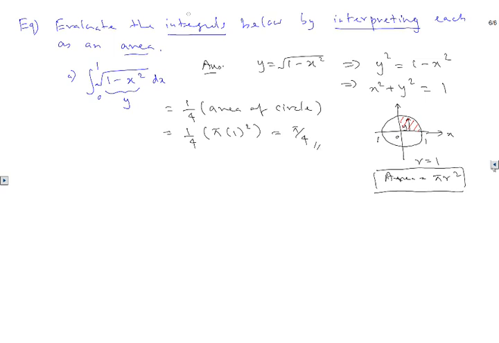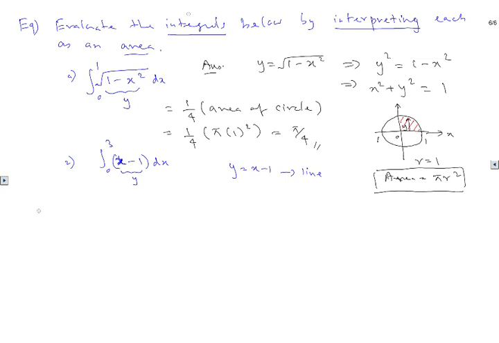Okay, let's do another problem. How about this one? Let's say the integral from 0 to 3 of x minus 1. What we have now, x minus 1, this is a line, right? We have y equals x minus 1. That's the y, the height. So this is a line.